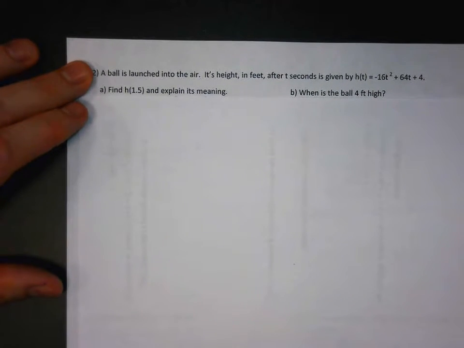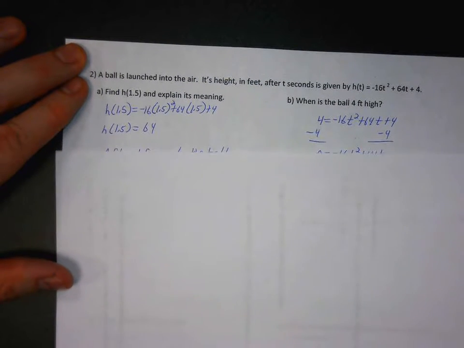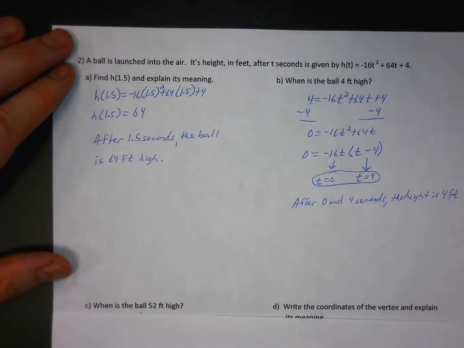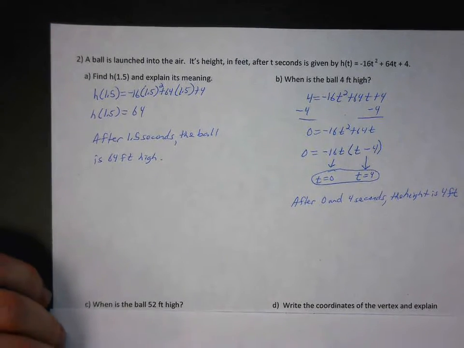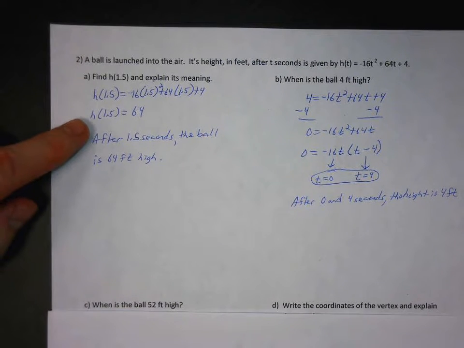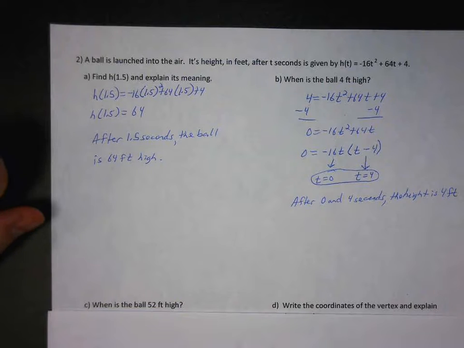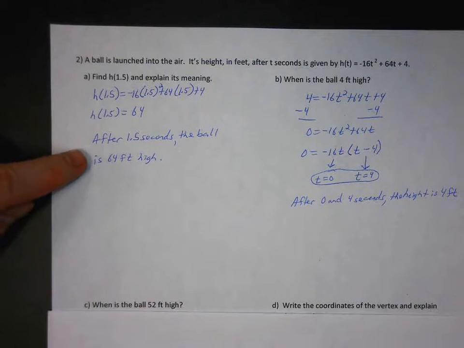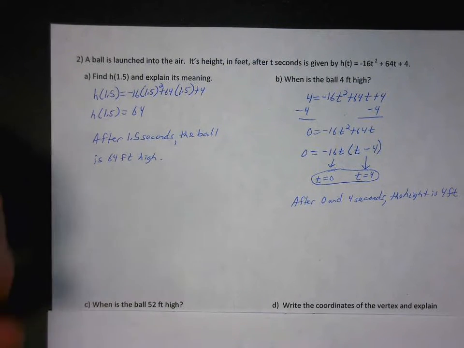And I'm going to put the answers up for the sake of time. Pause the video if you need to. So in part A, we get h of 1.5 is 64. So after 1.5 seconds, the ball is 64 feet high.